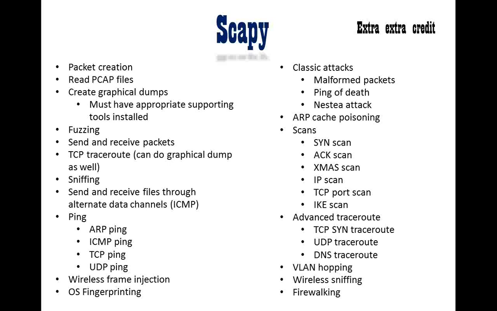ARP cache poisoning. What's that? ARP cache poisoning. You can do SYN scan, ACK scan, XMAS scan, IP scan, TCP port scan, and IKE scan. You can do advanced traceroute, TCP SYN traceroute, UDP traceroute, DNS traceroute, VLAN hopping. You can do wireless sniffing, and you can do firewalking.